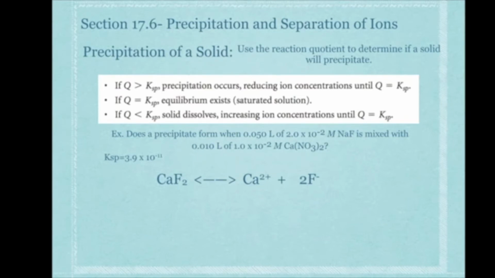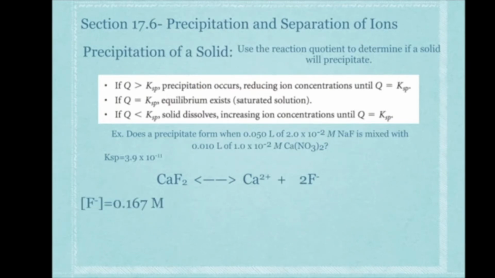So here's what I need to do. I need to take sodium fluoride's concentration and multiply it by its volume. That way I get the number of moles. Once I have the number of moles, I can divide by the total volume, which will be the 0.05 liters plus the 0.010 liters, and I will get my concentration. So I want you to do that for both sodium fluoride and calcium nitrate to make sure you get the same concentrations that I do.